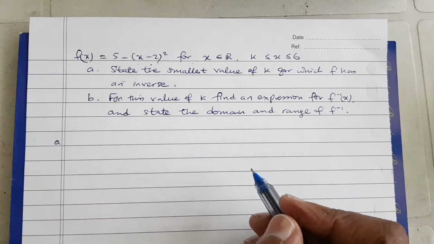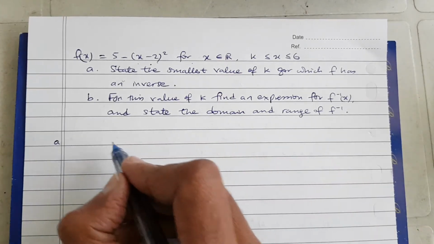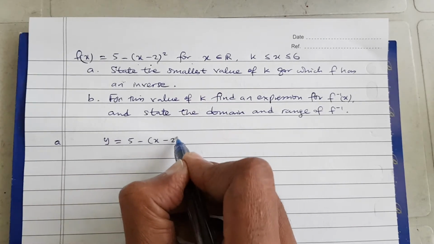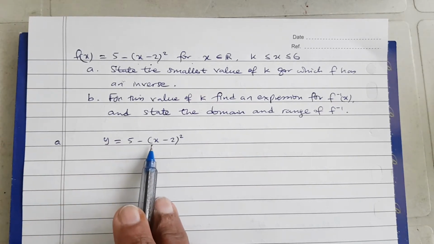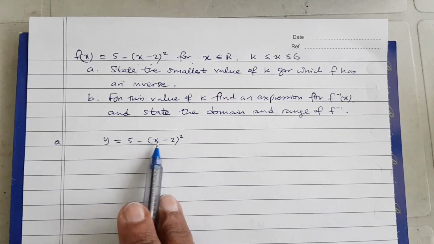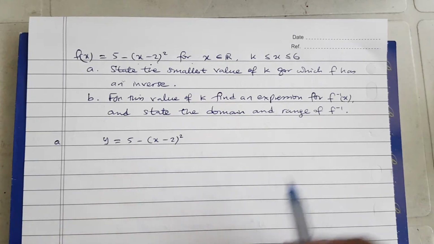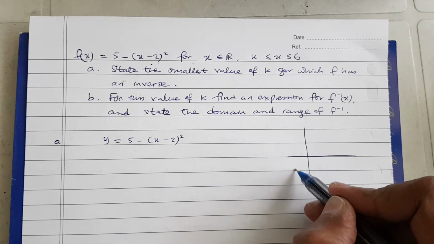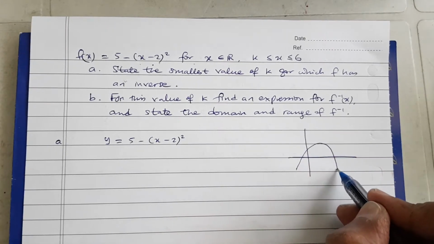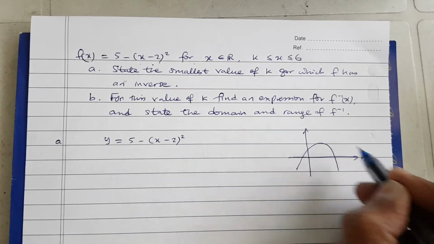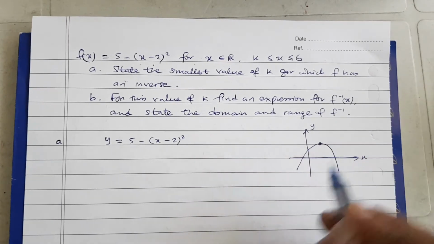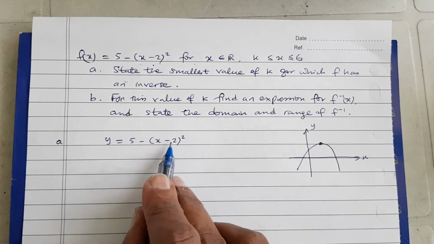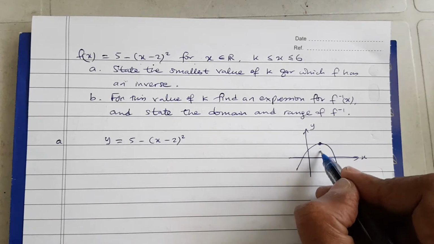If this function has an inverse... The function we're talking about is y equal to 5 minus (x minus 2) squared. Now we can clearly see that x squared here has a negative coefficient, so our curve is going to look something like this, inverted. And here is the maximum point of this curve. What is that point? x minus 2 is equal to 0, therefore x is going to be equal to 2.